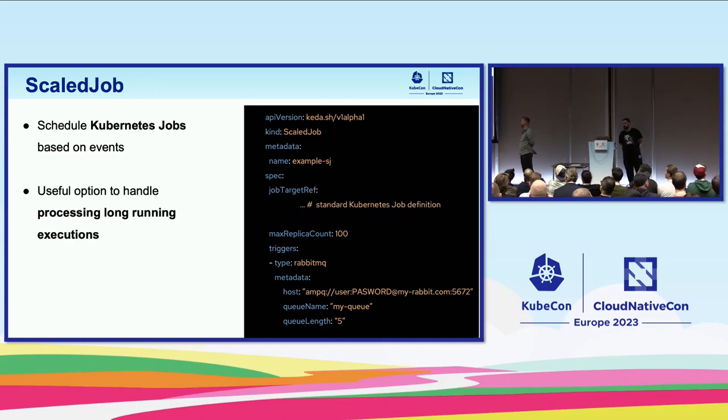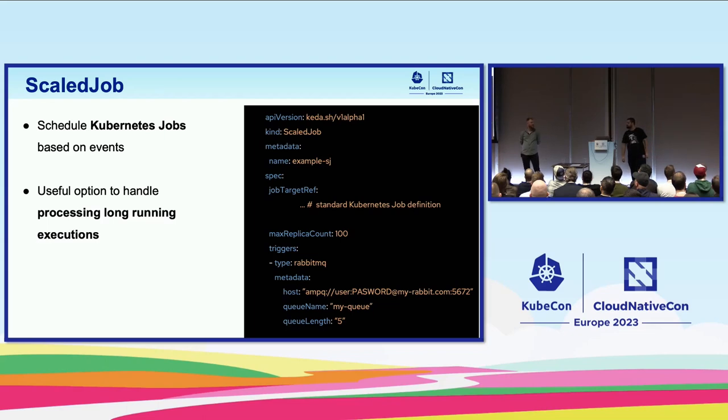And this is a scaled job. This is our second main custom resource, and this one is for scheduling Kubernetes jobs. If you look at this scaled job, it's very similar to the scaled object. It also has a trigger section, but instead of referencing an existing deployment, you can put a whole Kubernetes job spec into this field. You can schedule new Kubernetes jobs based on the events in RabbitMQ.